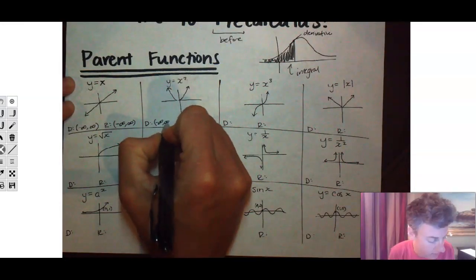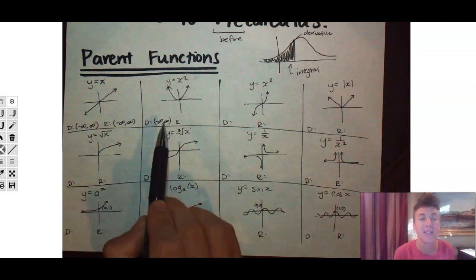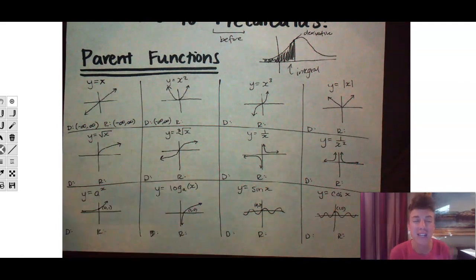Negative infinity to positive infinity, but again, we're using the parentheses. Why? Because you can't touch infinity. You can't touch it. It's too hot.